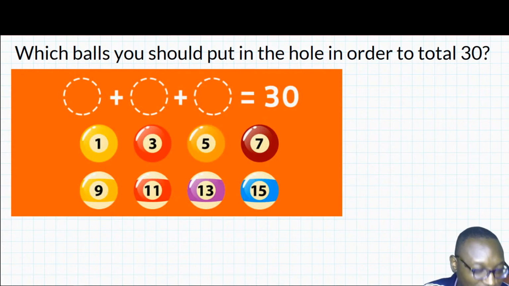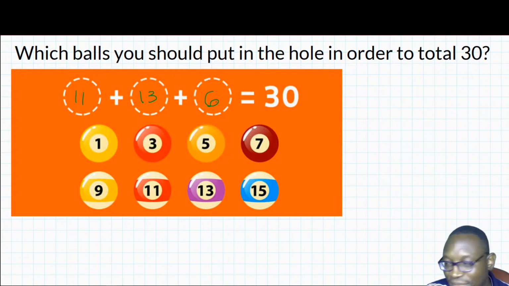Okay, so Ayo says we should have 11 here. We should have 13 here. And then we take the 9 ball and make it look like a 6. And that should give us 30. So let's see if anyone has a different opinion or a different point of view on this. Good thinking, good thinking. I wasn't sure if anyone would be able to see that. That was good.